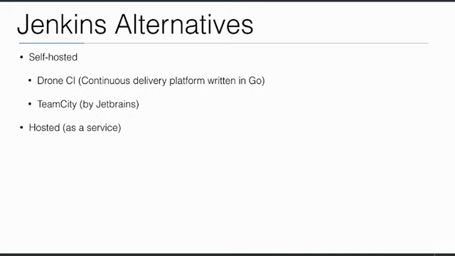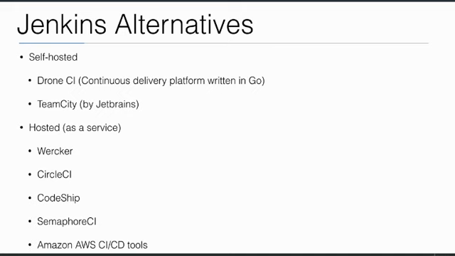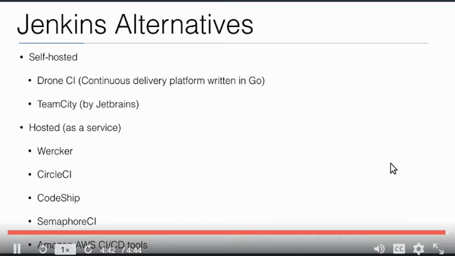Then you have a lot of hosted CIs and CDs. They provide the same software, but as a service. You have, for instance, Werker, Circle CI, CodeShip, and Semaphore CI. Just a few examples of companies that provide you the same capabilities, but as a service. If you use Amazon Web Services, then have a look at the CI/CD tools that Amazon has. They are perhaps limited, but they are often better integrated with their other services.